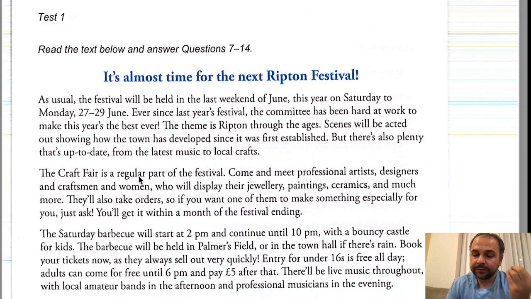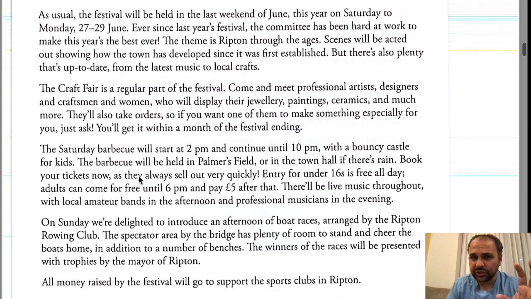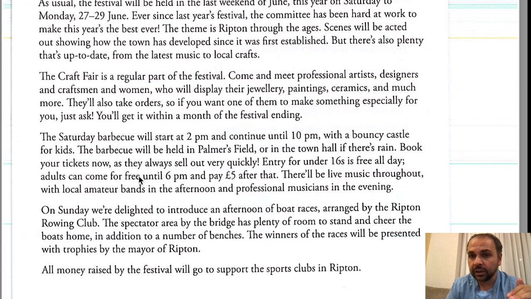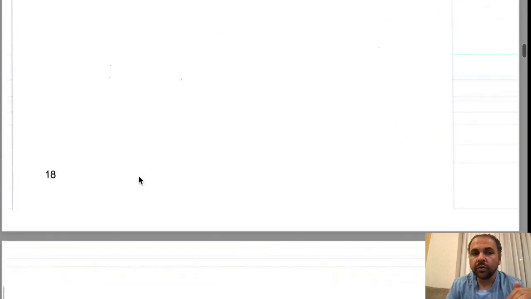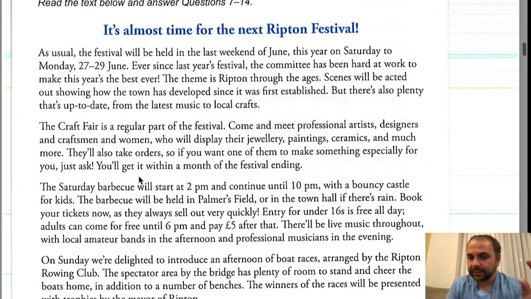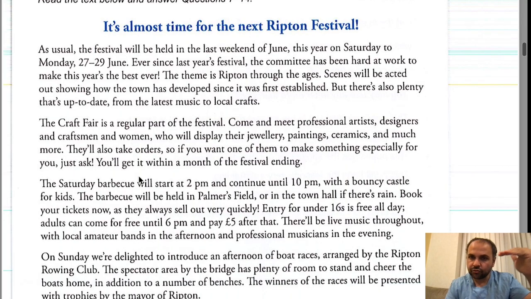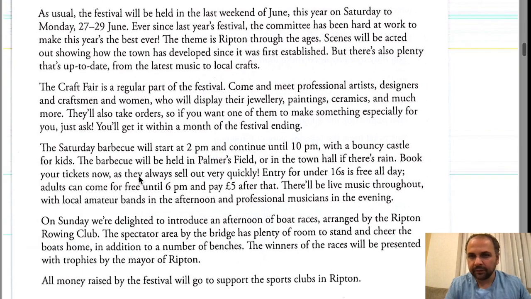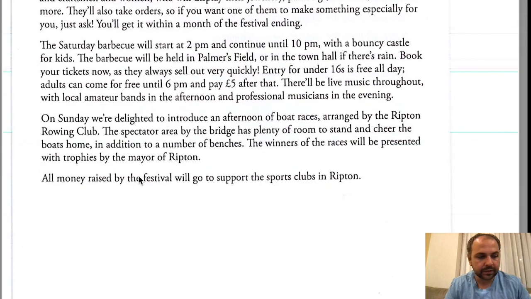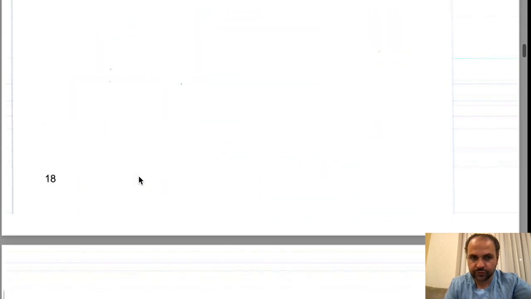So my advice for this task: you can read the text super quickly. As you can see, it's not that long, and then you can directly start the statements, or read a portion of the text and then try to find the corresponding statements. Now, since I have already read the text, let me directly start with the questions.